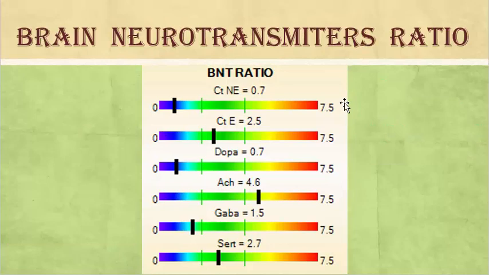The next parameter we're looking at is the brain neurotransmitter ratio. We're not directly measuring the brain neurotransmitters. This information was extracted from the frequency spectrum, and we would like to see how these neurotransmitter frequencies correlate to each other. Shown here are the excitatory neurotransmitters, dopamine and norepi, and the inhibitory neurotransmitters, acetylcholine, GABA, and serotonin. Ideally, we would like to see all neurotransmitters in the green zone, the green corridor, but in this case we can see some running high and some running low.